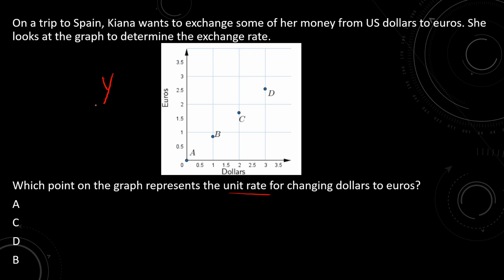And remember, when I write in the form y over x, I need to have a 1 in the denominator, so I'm looking for wherever my x values on this bottom x-axis here are 1. And here is my 1, so I'm going to follow this line straight up, and I get to B, which means that B is the point on the graph that represents the unit rate.